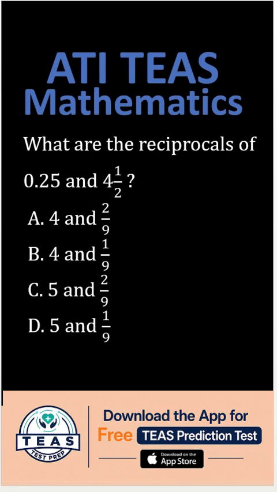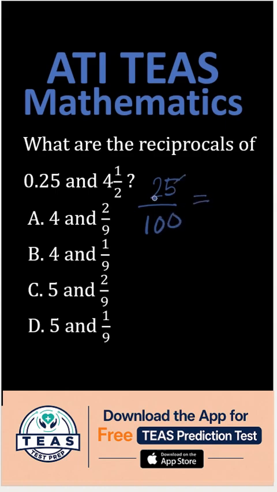This is another very important and very easy math question for the Test of Essential Academic Skills, or ATI TEAS test. The question asks here, what are the reciprocals of 0.25 and 4 1/2? So, first we can convert the 0.25 into a fraction. 0.25 has 2 digits after the decimal point, so it is in the hundredths place. We can write it like 25 over 100.